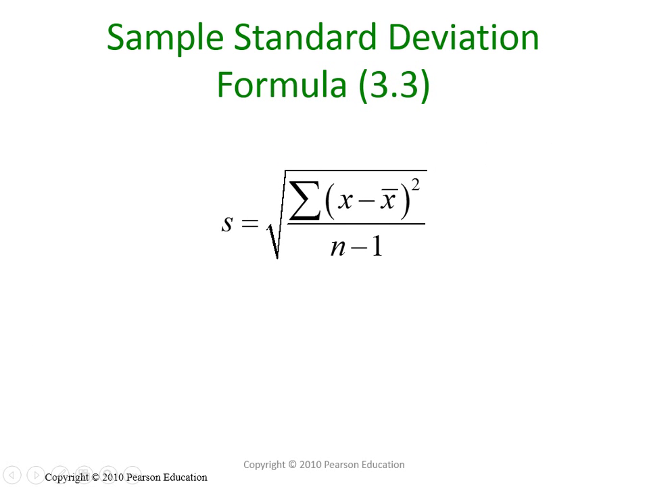Standard deviation is the square root of the sum of the differences between your data value and the mean, because this is your sample mean, squaring those values, adding all those up together. After you add them all up, we're going to divide by n minus 1, where n is the number in your sample.